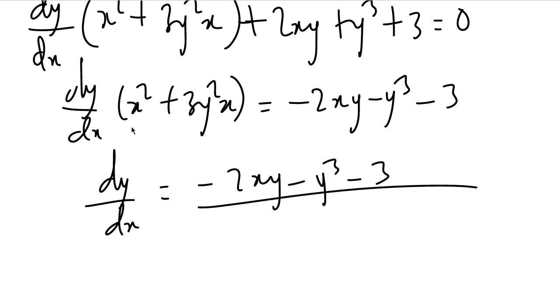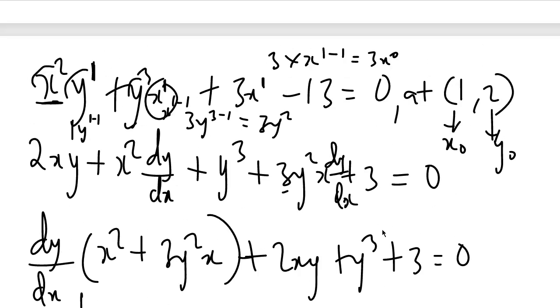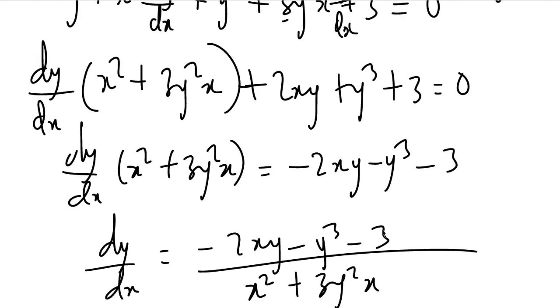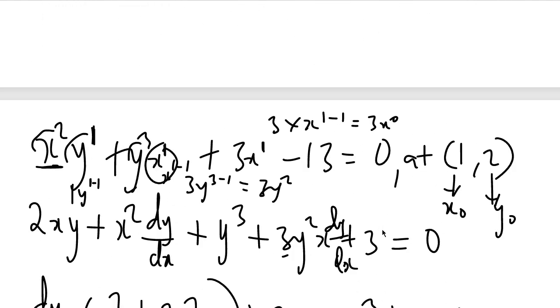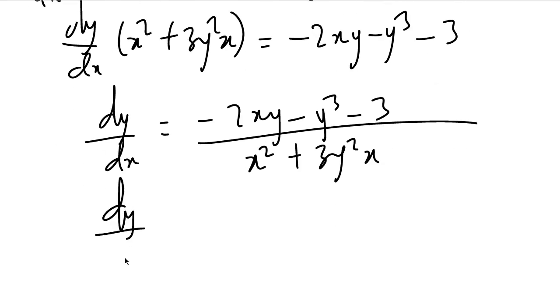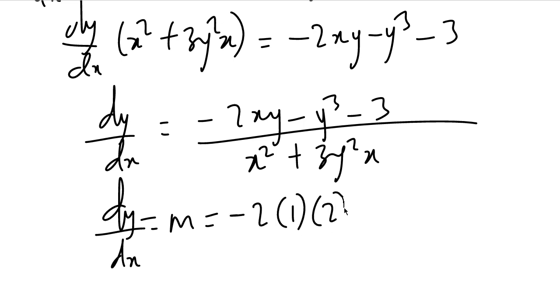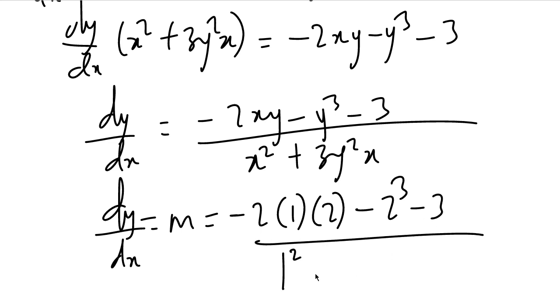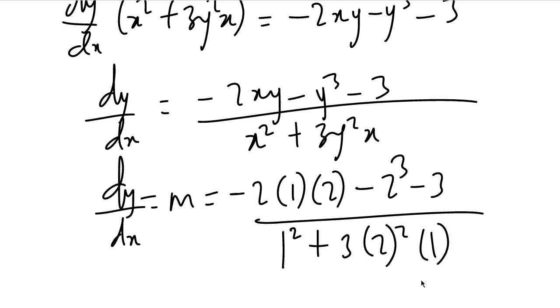All over, we are now dividing through by the coefficient of dy/dx. All over what? x squared plus 3y squared x. And remember that our x naught and y naught, what are they? 1 and 2. So anywhere you see x, substitute 1. Anywhere you see y, substitute 2. You are substituting into the gradient form. Right? So that means that dy/dx, which is m, is equal to negative 2 into 1 into 2 minus 2 to the power 3 minus 3, over 1 squared plus 3 into 2 squared into 1, right?